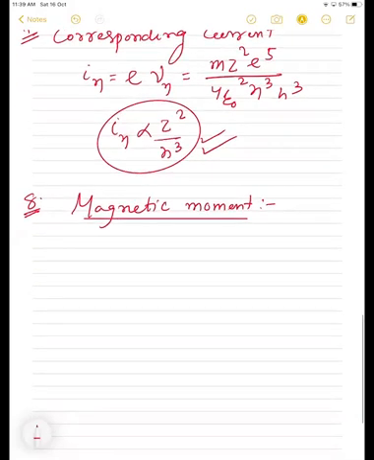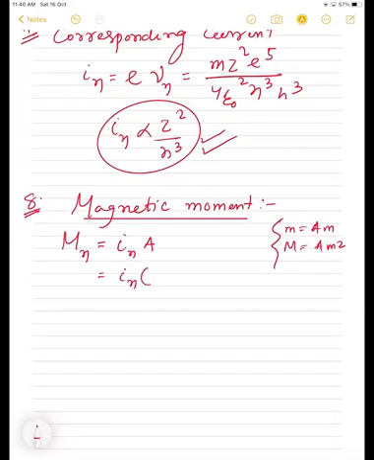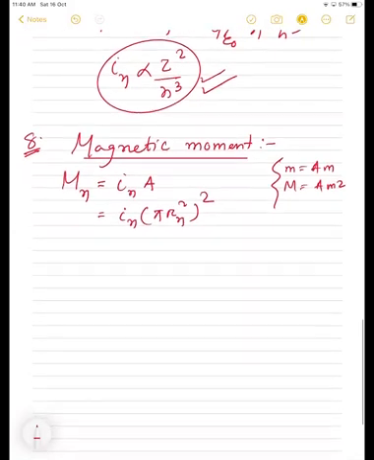What is magnetic moment? Magnetic pole strength m times length 2l, just remember everything. So magnetic moment is equal to how much? I n, current into area. That is I n into the area of that. If the electron is moving in an orbit, it is pi r n square, right?